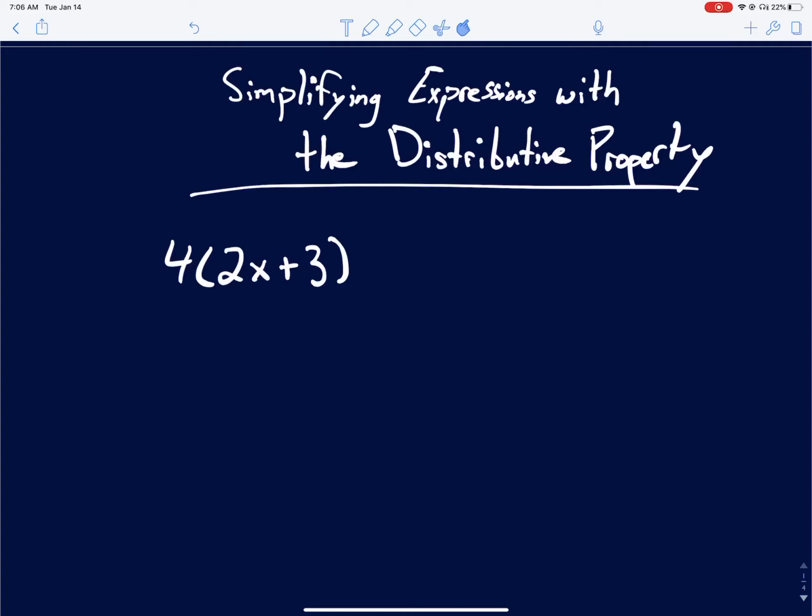Okay, so now we're going to be talking about simplifying expressions with the distributive property. Now, just as a review, let's go ahead and go over the distributive property.